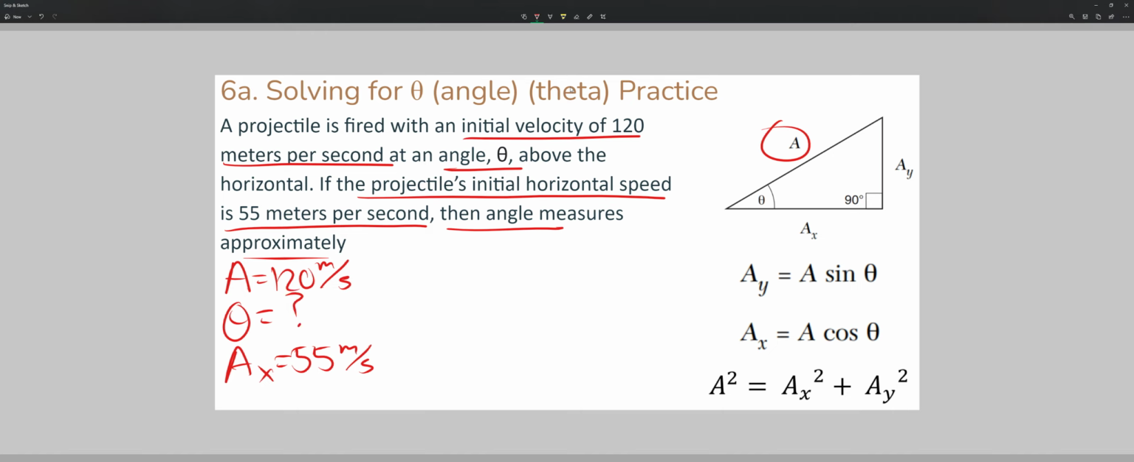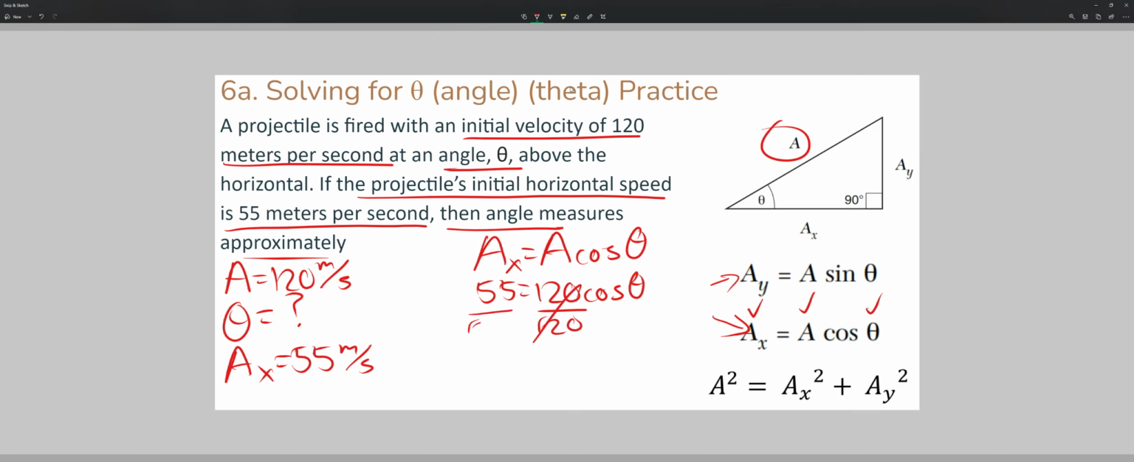So here you're looking for your angle. But before we get into solving for the angle directly, we have to figure out which formula we should use. I'm going to use the second one, because we have AX, we have A, and we're looking for the angle. So we are going to use the middle formula here, right? AX is 55, A is 120, and cosine theta.